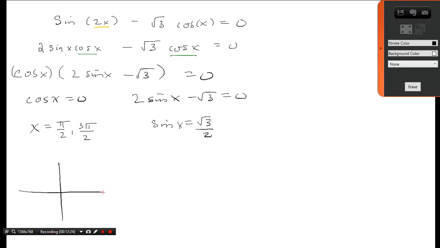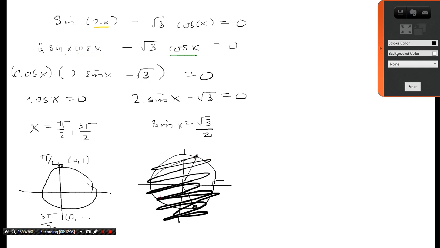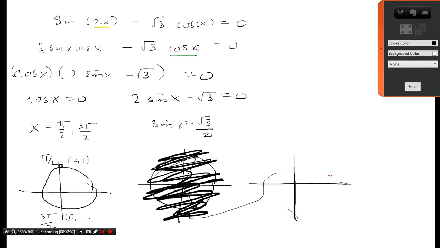If you don't believe me, draw your unit circle. Done and done. All right, that's my proof. Well, this one, let's see if you can do it in your head. Pause the video and see if you can tell me where sine of x is root 3 over 2. I messed up, guys. Sorry. Because after all, sine is positive here and here, and this is at pi over 3 and 2 pi over 3.